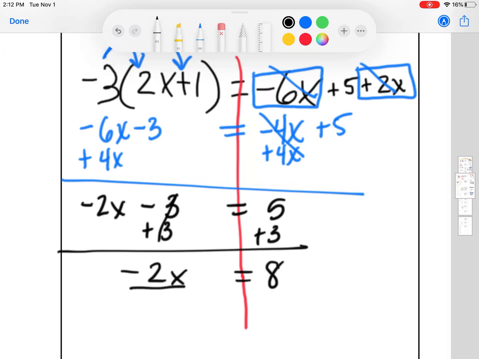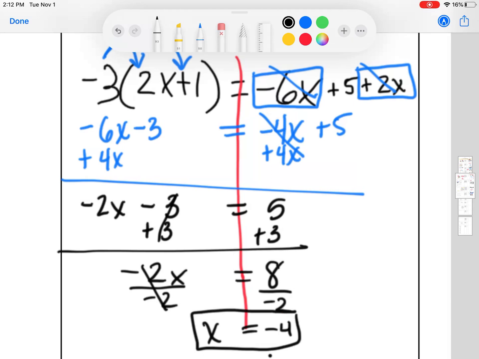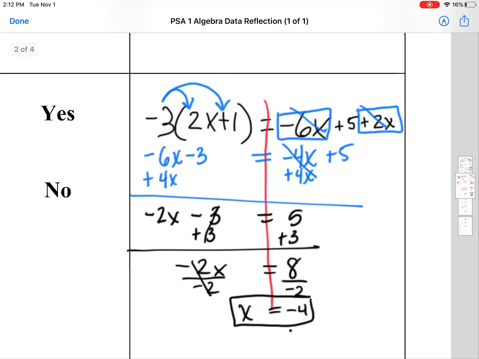To get x by itself, I divide everything by the number from the front. 8 divided by -2 is -4. So the correct answer for this one is x equals -4.